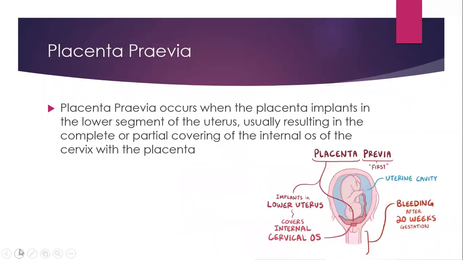So when we define placenta previa, it occurs when the placenta implants in the lower segment of the uterus, and this usually results in complete or partial covering of the internal os of the cervix with the placenta. If you break down the word, pre means before or first, and via means in the way. So placenta previa literally means placenta in the way. It means the placenta is in the way of the baby being delivered through the cervical os.